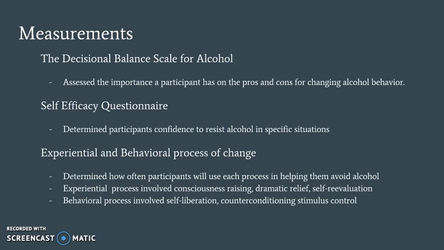First, the decisional balance scale for alcohol, which assessed the importance a participant has on the pros and cons for changing alcohol behavior. A self-efficacy questionnaire was also given out to determine participants' confidence to resist alcohol in specific situations. And finally, there was a questionnaire that addressed the experiential and behavioral processes of change. So it determined how often participants will use each process in helping them avoid alcohol. The experiential process involved consciousness raising, dramatic relief, and self-reevaluation. And the behavioral processes involved self-liberation, counter-conditioning, and stimulus control.